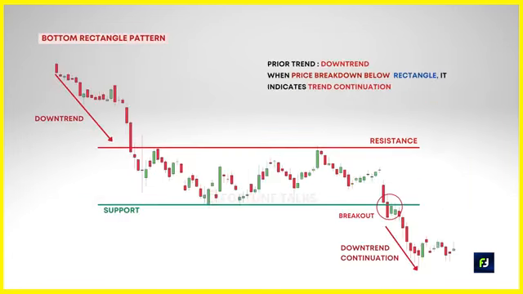While the bottom rectangle pattern is the total opposite of its bullish counterpart, this pattern occurs during a downtrend, and the price would need to break the lower support level of the pattern to confirm its presence, and traders can look to enter short positions when the price breaks the bottom of the range to continue with the bearish trend.